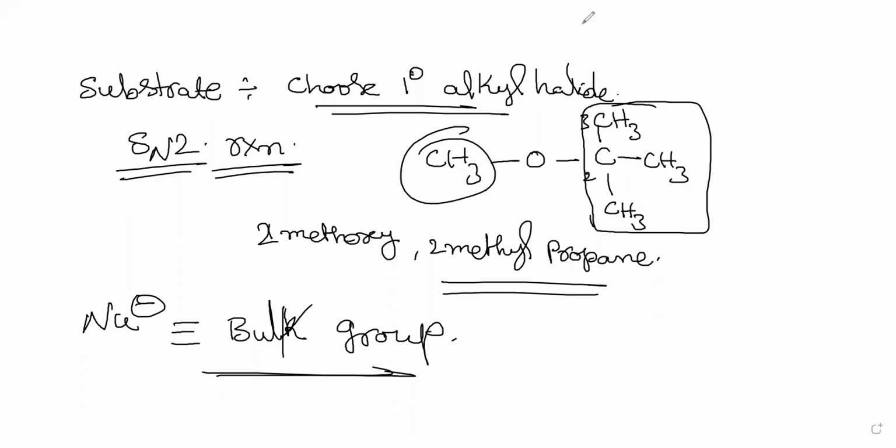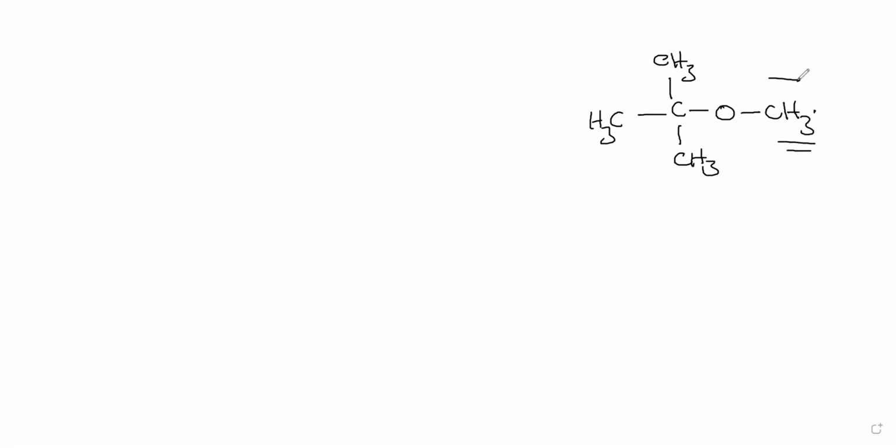Okay. Now, how do we do this? So our target molecule is right here first. This is our target molecule to prepare. Now I told you the substrate is the smaller one. Okay, smaller one is substrate. So the first thing I'll do is methyl bromide. This is what I will take. This is my substrate.